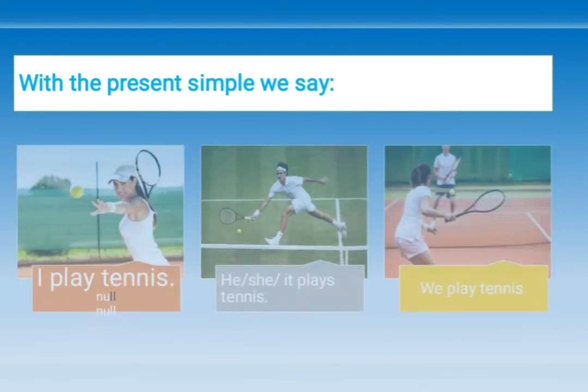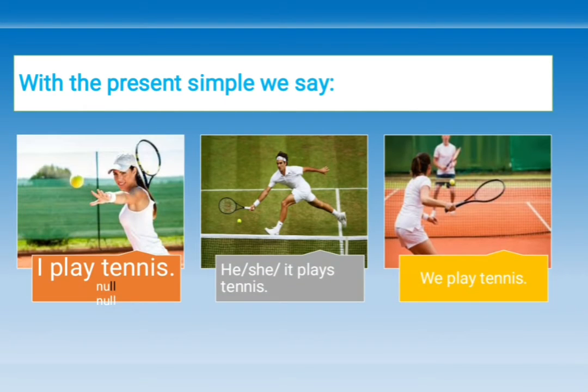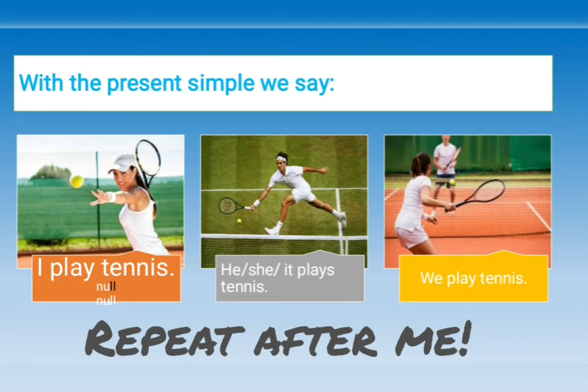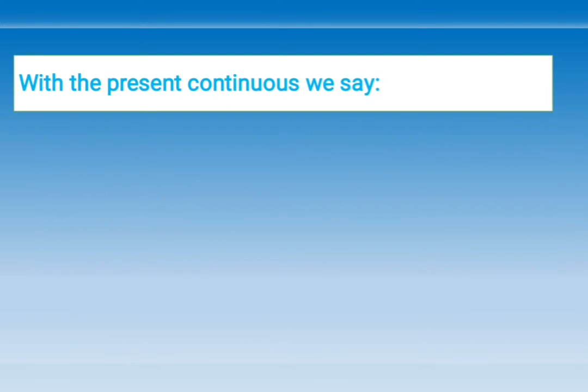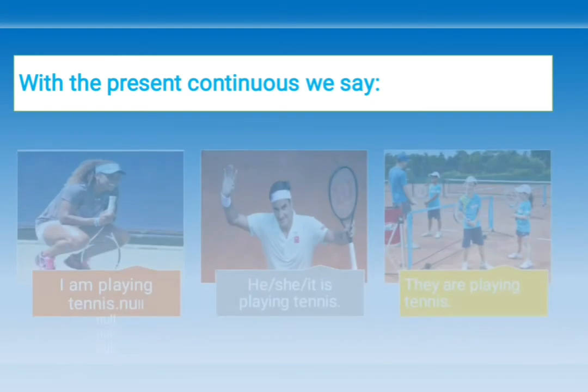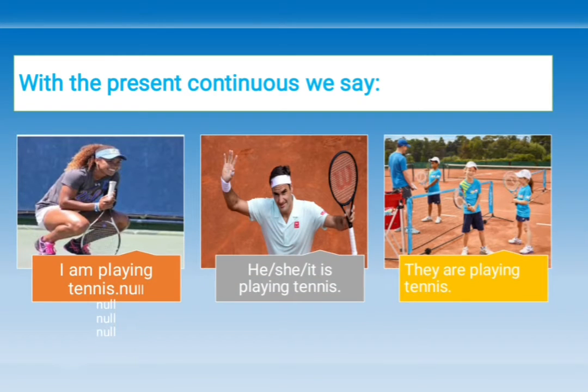With the present simple, we say, repeat. In this moment, I need you to help me to repeat with me. Repeat with me. I play tennis. He, she, it plays tennis. We play tennis. Fantastic.